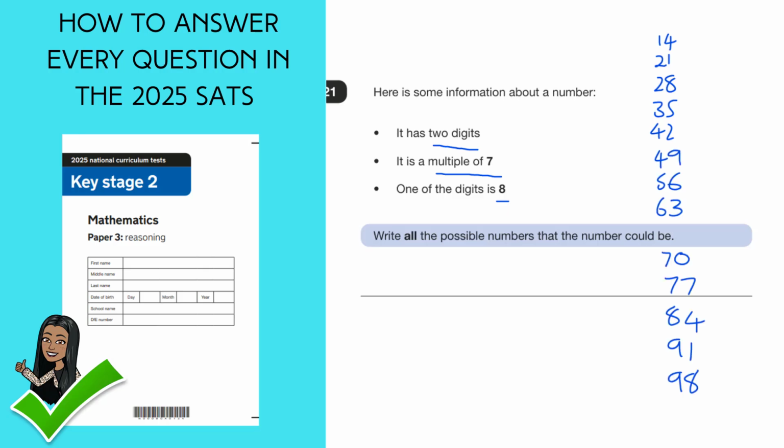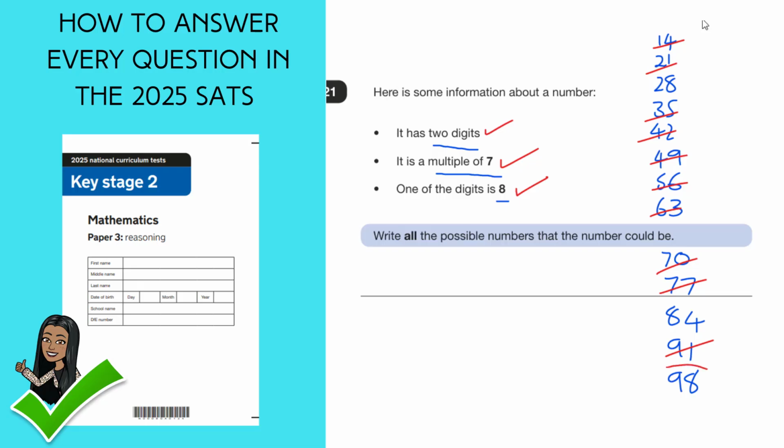So I've made a list of multiples of 7, and I've stopped at 98 because anything after that is not going to be 2 digits anymore. So I know I've done 2 digits. Now one of the digits is 8, so we can cross anything out which doesn't have 8. So I can tick that. Write all of, and we know it's a multiple of 7 because all of these are multiples of 7. Write all of the possible numbers that it could be.